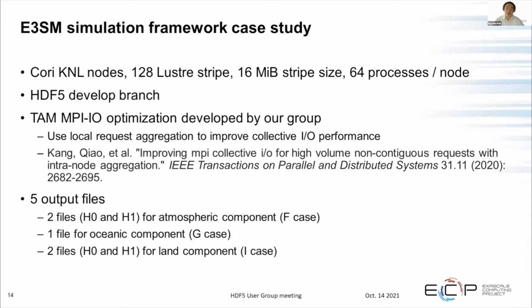We ran the experiment on Cori's KNL nodes with 64 processes per node. We set the Lustre file system to use 16 megabytes stripe size and 128 stripes. We use HDF5's developer branch, but we also use the TAM and PIO developed by our group that optimize collective I/O performance with node-local request aggregation.